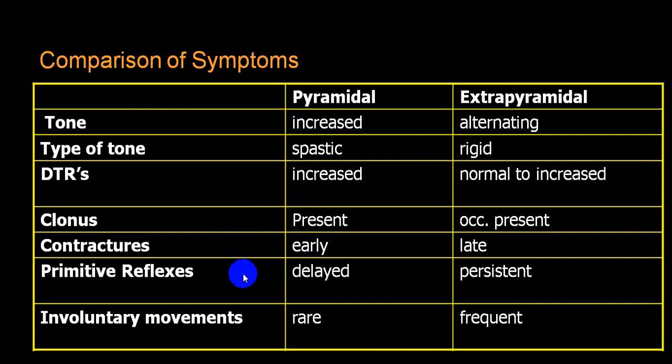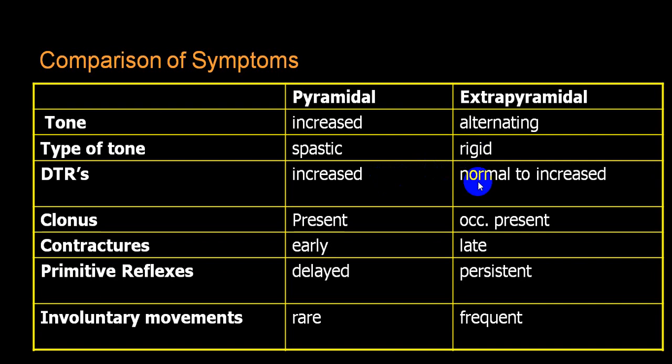Primitive reflexes like abdominal reflex etc. may be delayed or absent, and plantar reflex will be extensor. Involuntary movements are usually not seen unless it is associated with extrapyramidal involvement. In case of extrapyramidal damage, tone is usually increased. There is rigidity.